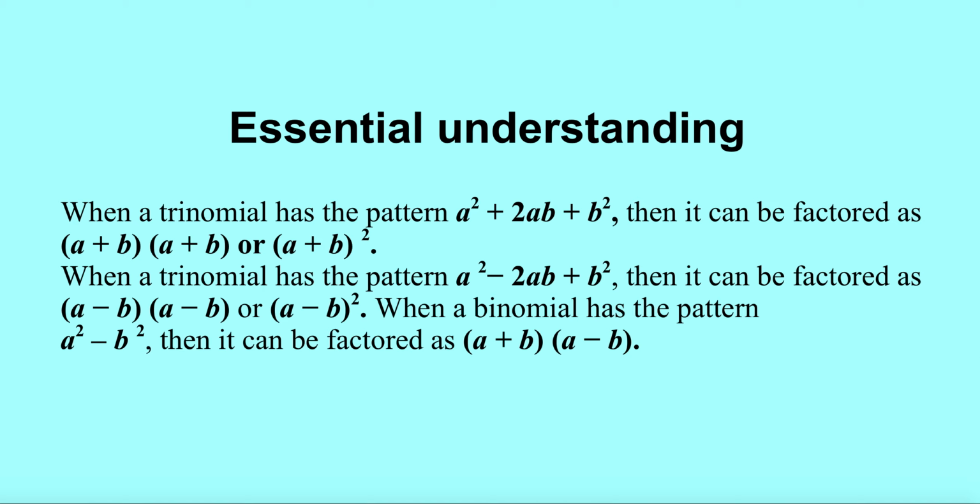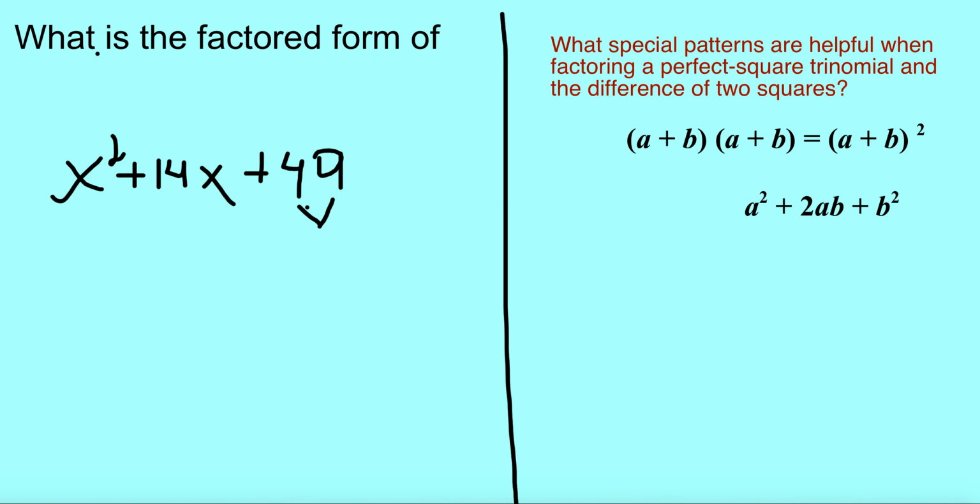The essential understanding of this lesson is: when a trinomial has the pattern a squared plus 2ab plus b squared, it can be factored as a plus b times a plus b, or a plus b squared. When a trinomial has the pattern a squared minus 2ab plus b squared, it can be factored as a minus b times a minus b, or a minus b squared. When a binomial has the pattern a squared minus b squared, it can be factored as a plus b times a minus b.